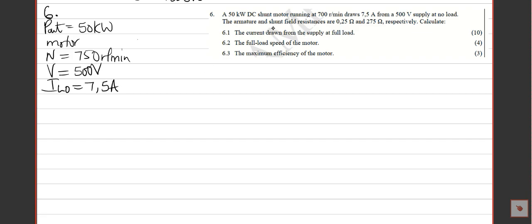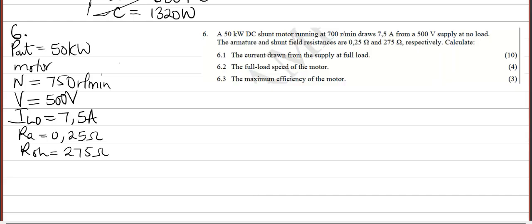We are told this is drawn at no load. It says the armature and shunt field resistances are 0,25 and 275 respectively. So they started with the armature, RA equals 0,25 ohms. We have R shunt as 275 ohms. Okay, so let's go into the question.